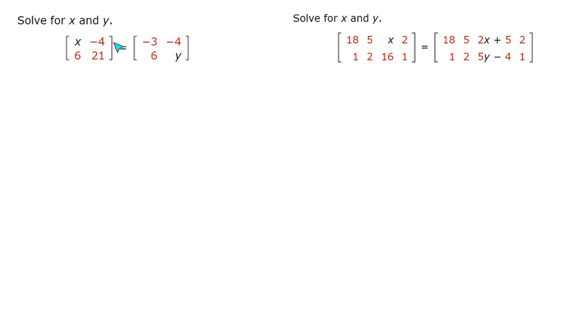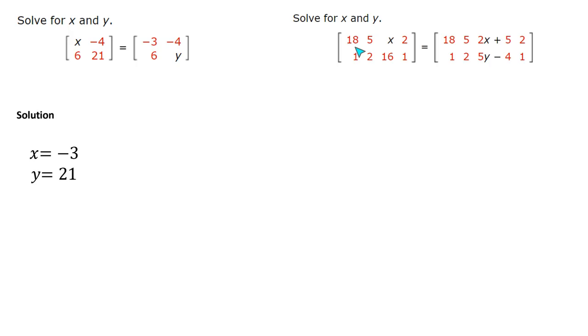Okay, so for this one, solve for X and Y. So here they tell us that this matrix is equal to this one. And so if they're equal, that means that they have the same corresponding elements. So for example, -4 is here and here, 6 and 6. So that means that X has to be -3 and Y is going to be 21.